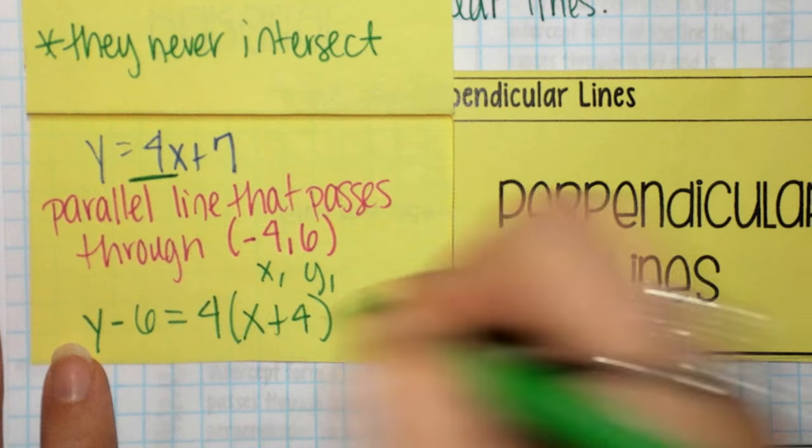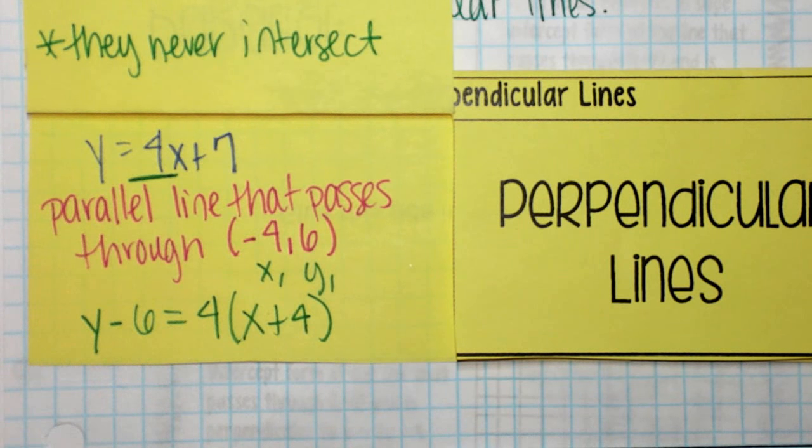Why did we write plus 4? Boom, we're done. Unless I specifically say to write it in slope-intercept form, leave it in point-slope form. Questions? Comments? Gripes? Complaints so far?